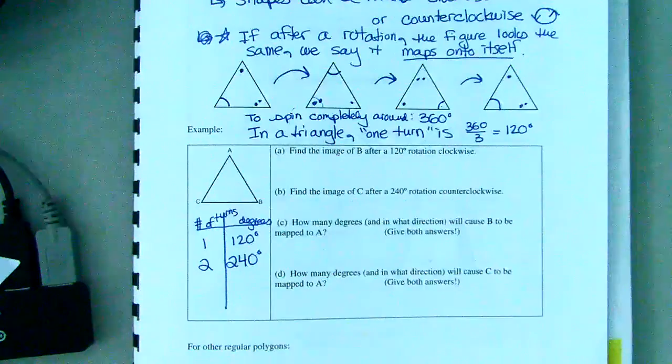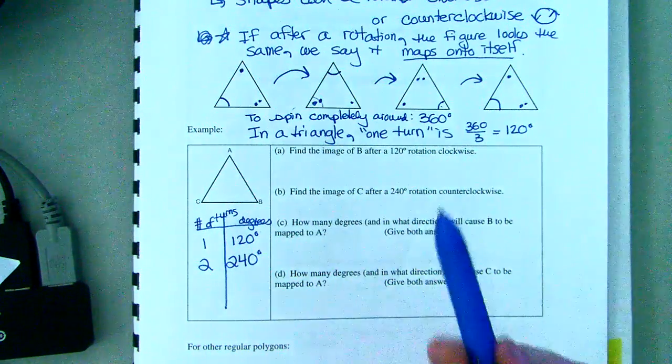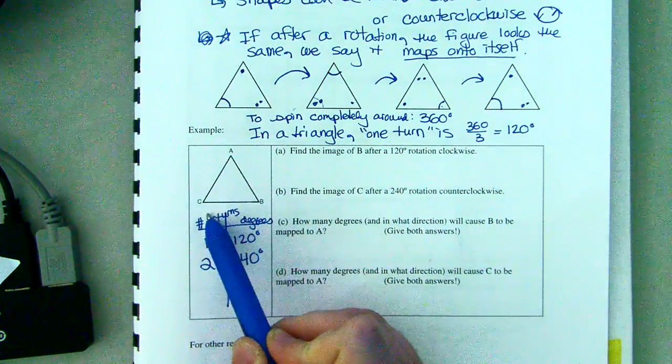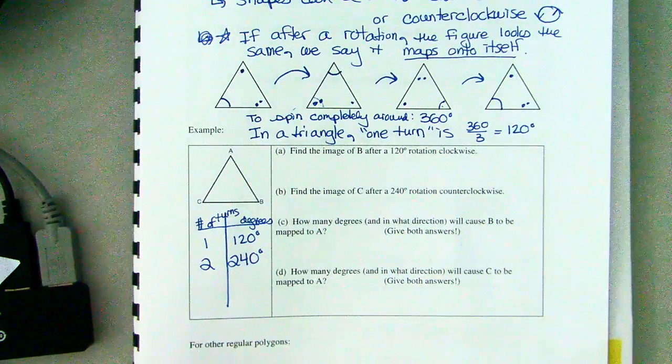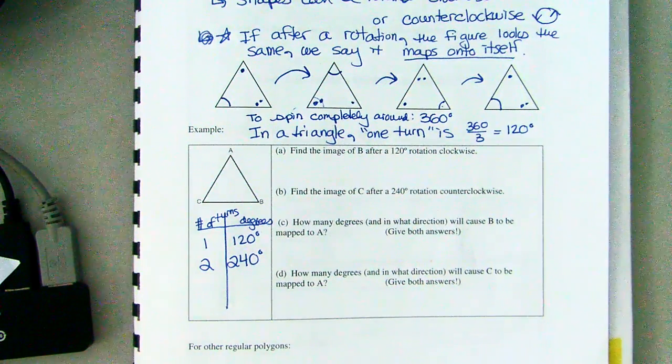This will be different if it's not a triangle, and we'll deal with other shapes after we come back from a math break. But there are 2 questions I can ask you to do. I can ask you where a certain letter will end up after a particular rotation. And I can also ask you to give me particular rotations. We'll get there in a moment.